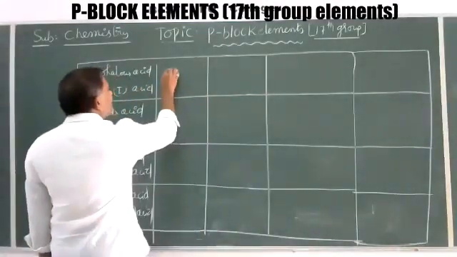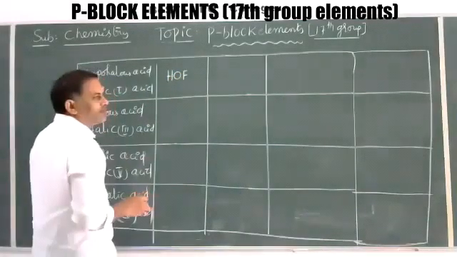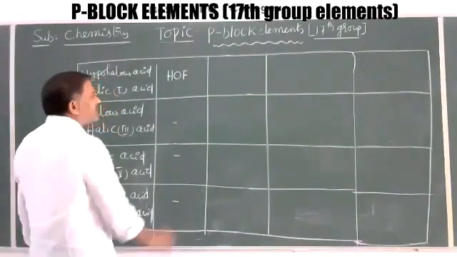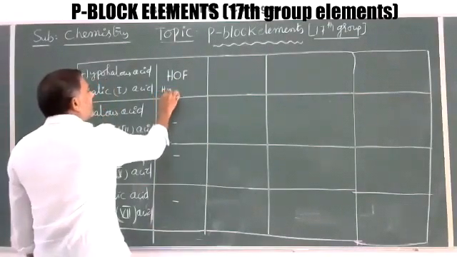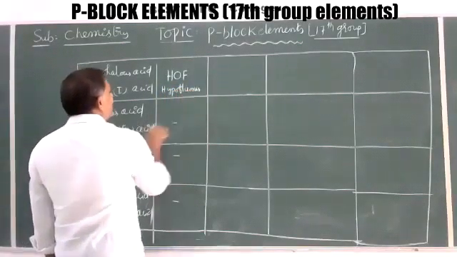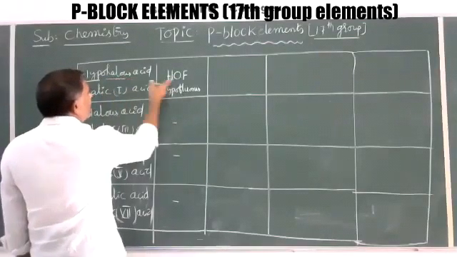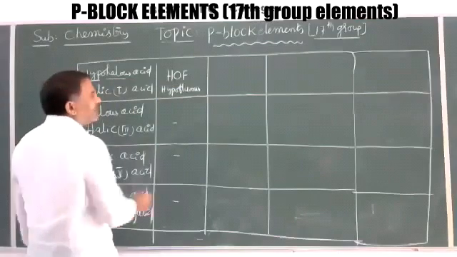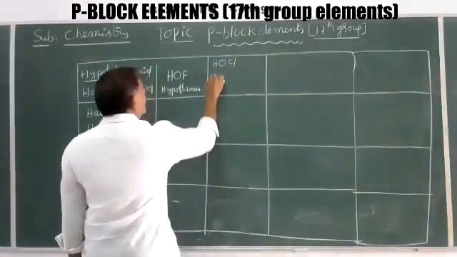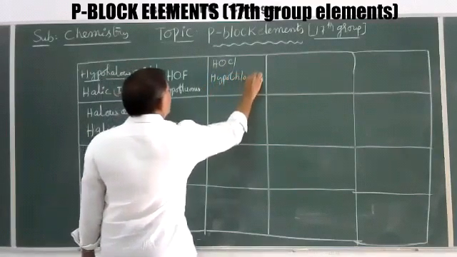First one is it forms only HOF. The remaining are not formed. This is generally hypofluorous acid. Hypo, common; halous means, if it is fluorine, fluorous acid. For chlorine it forms HOCl. This is hypochlorous acid.